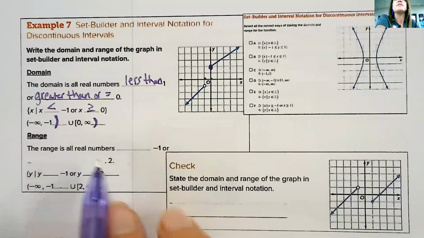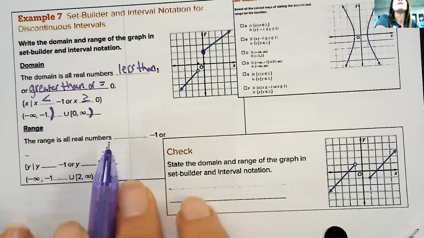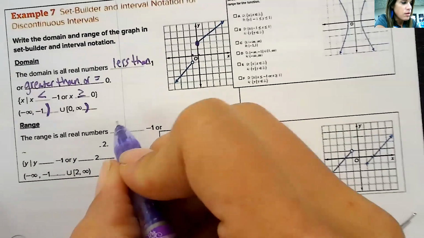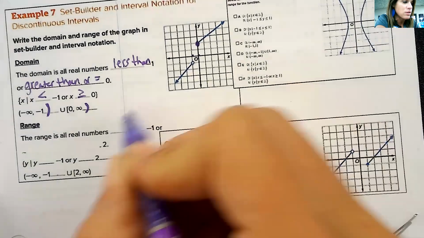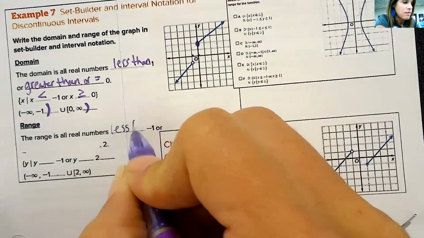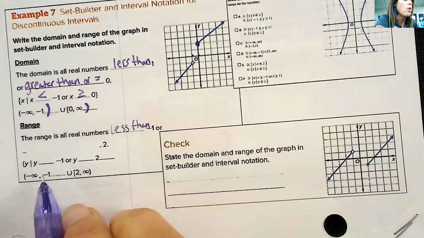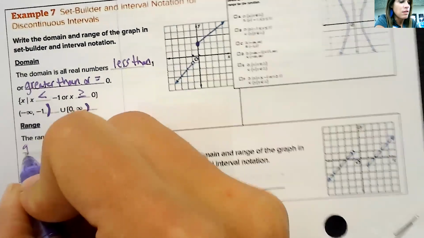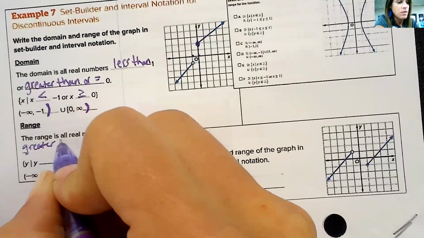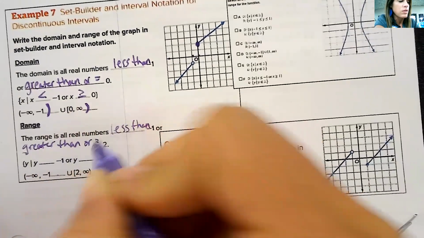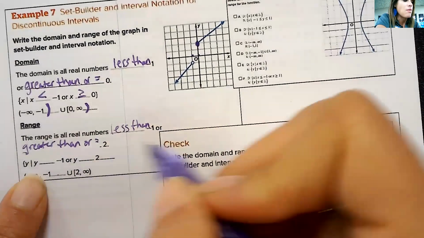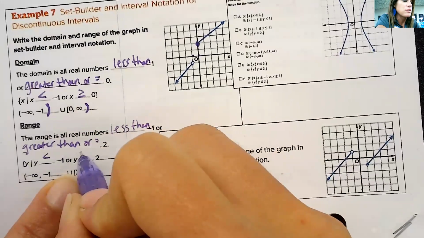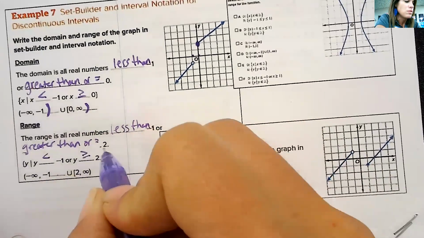The range is all real numbers. Let's see, the range starts at -1 and it goes less. So less than, not "or equal to," it's an open circle, less than -1, or starting at 2 and going up, greater than or equal to 2. So when we write that, y is less than -1, or y is greater than or equal to 2.